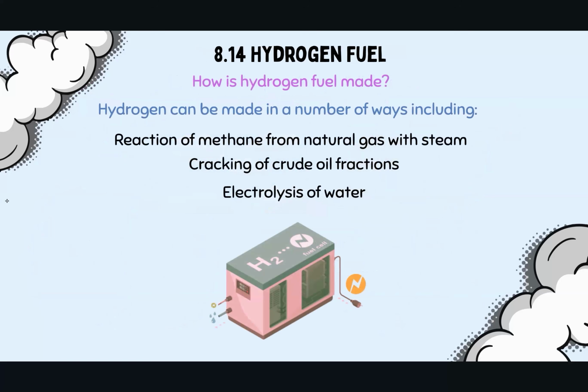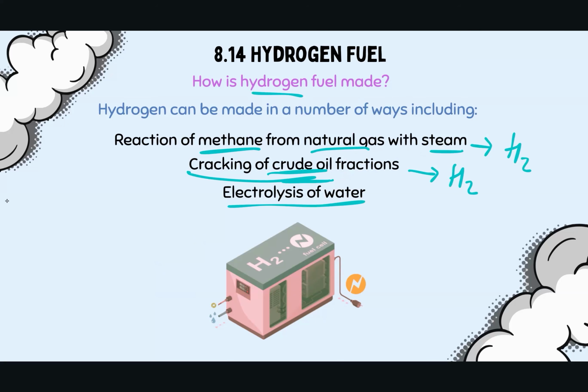Okay, how is hydrogen fuel made? Now, hydrogen can be made in a number of ways, including reaction of methane from natural gas with steam. So if you get methane and steam, it releases hydrogen gas. Also, when you do the cracking of crude oil, it also makes hydrogen gas.